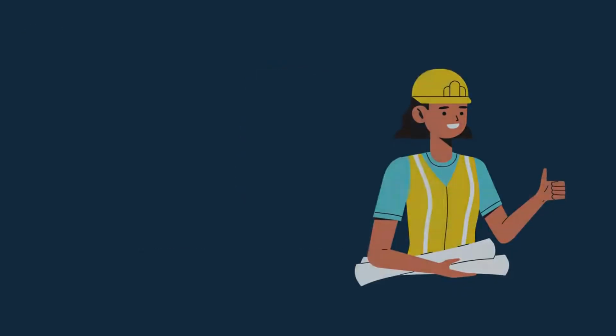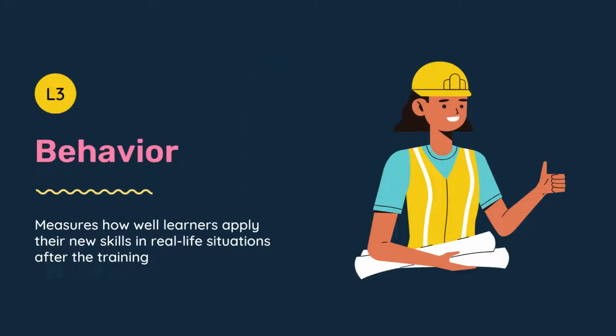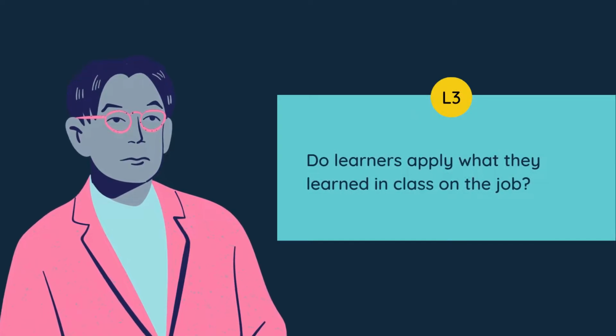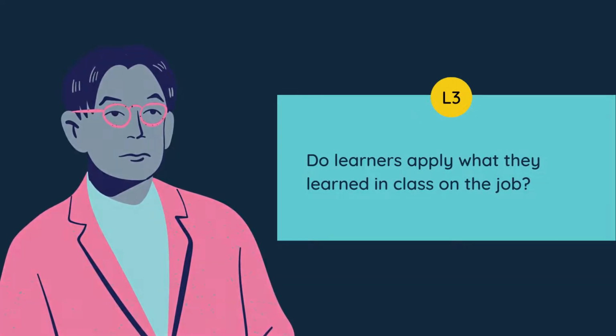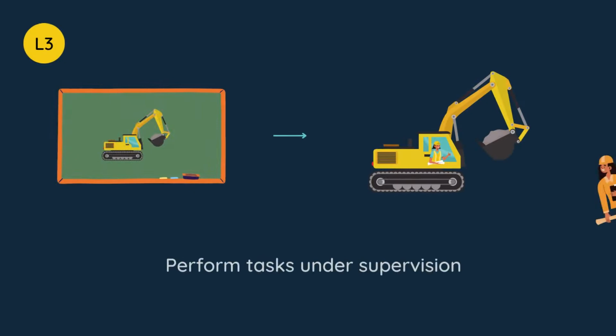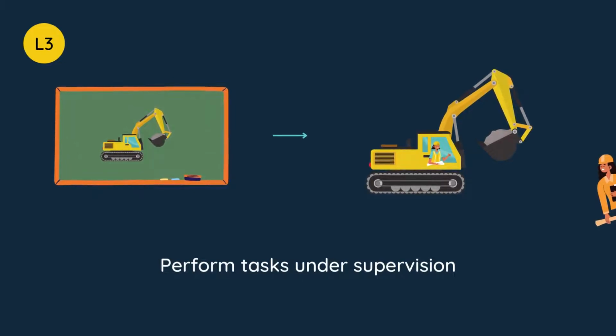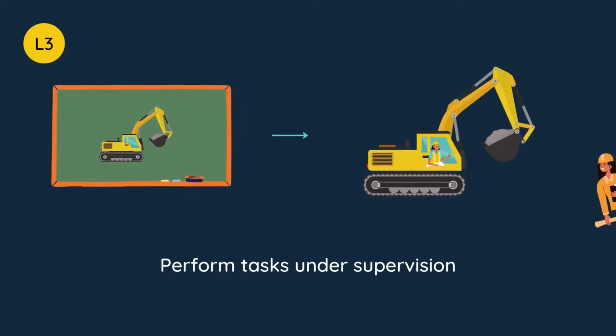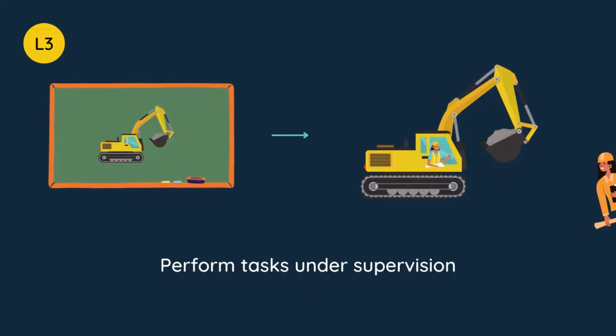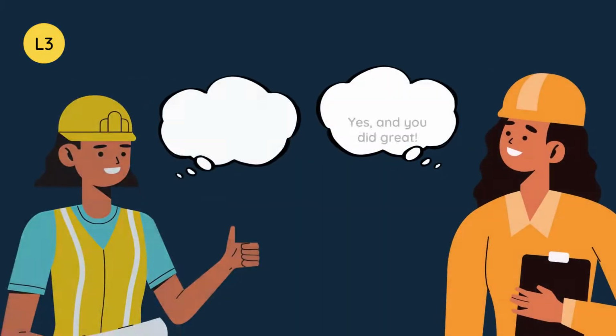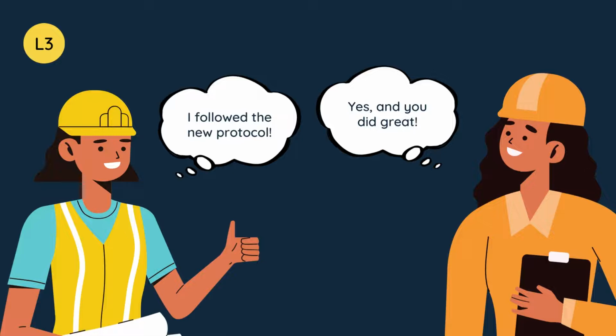The third level, behavior, measures how well learners apply their new skills in real-life situations after the learning experience is over. In other words, do they apply what they learned in class on the job? This measurement can be done by having them perform tasks similar to what they learned in training under supervision from an instructor or manager, who will give feedback about their performance during and after the exercise so they can learn in real time.